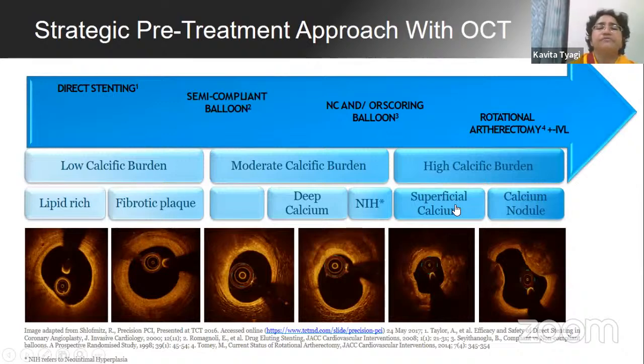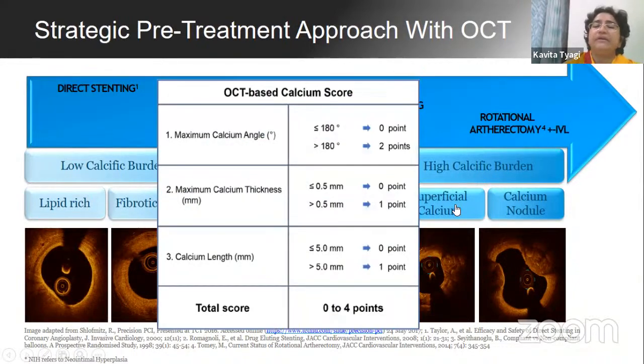So, the strategic pre-treatment approach with OCT. We have to plan either direct stenting, or semi-compliant ballooning, or non-compliant or scoring balloon, or we do rotational atherectomy plus or minus IVL. We know that if the plaque has low calcific burden and is lipid rich, with initial ballooning we can go for stenting. In patients with moderate calcific burden, we'll see whether the calcium is deep, or in cases of neointimal hyperplasia, we'll also use the scoring balloon. When there's a high calcific burden, we'll see whether it is a calcium nodule or superficial calcium. Depending on that, we'll decide to go for rotational atherectomy followed by IVL, or both together if required.